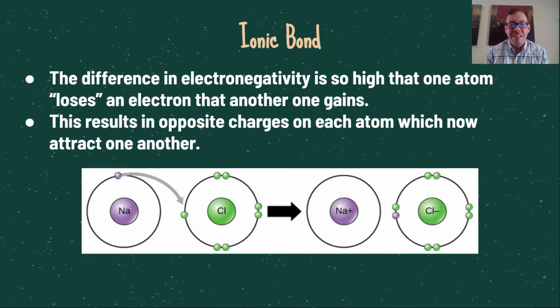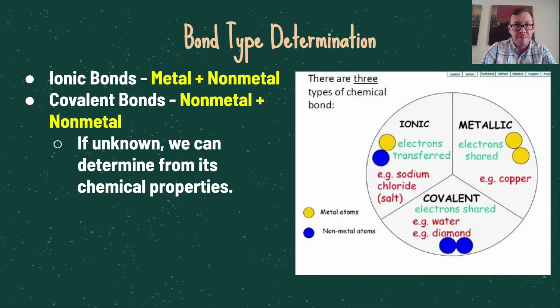So in an ionic bond, the difference in electronegativity is so high that one atom just loses that electron and the other one gains it. The electronegativity is so high that basically it takes that electron from the other atom. Now this results in opposite charges on each atom, which now attract one another. Again, just like what we talked about. Now think about it in terms of Coulomb's law. We have a sodium with a positive charge and a chlorine with a negative charge. Well, things that have a positive and negative charge attract one another, and that's when we get our ionic bonds.